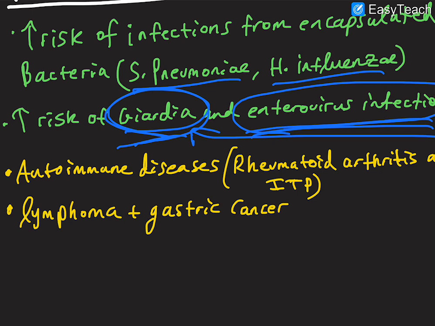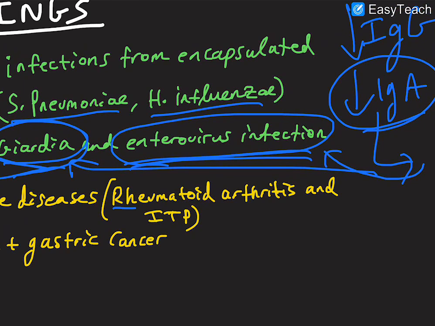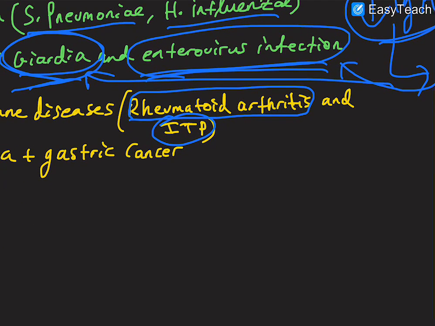Now, another thing to keep in mind that it's actually important to commit to memory is that in this disease, you can also see other autoimmune diseases that are associated with it. For example, rheumatoid arthritis is associated with common variable immunodeficiency. And even ITP can be associated with it, which is what? Immune thrombocytopenic purpura.